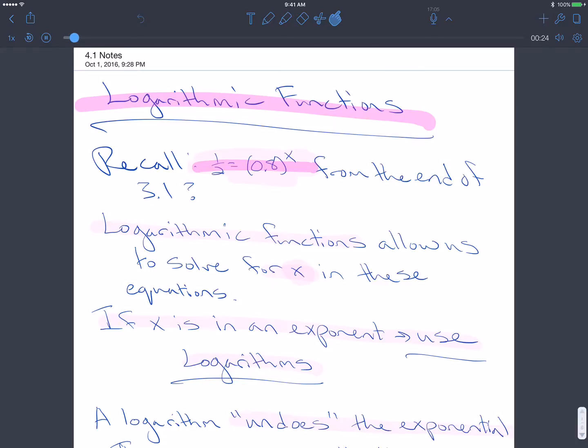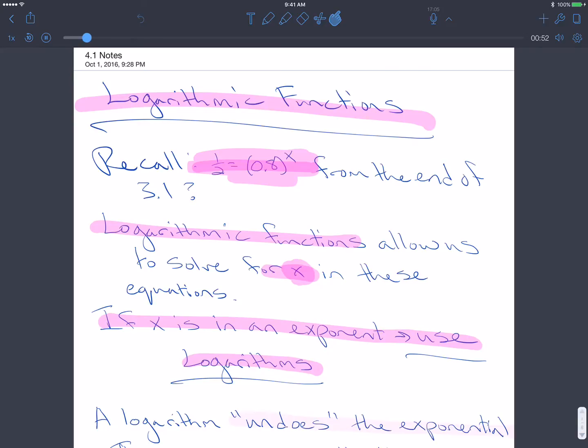So logarithmic functions are what allow us to solve for the x that's in an expression like this. So the x is in the exponent, and there hasn't been a way so far to find it, like actually isolate it. Logarithms are going to allow us to get that x out of the exponent and actually solve for its value. So anytime that you see an x in the exponent, use logarithms to get it down.